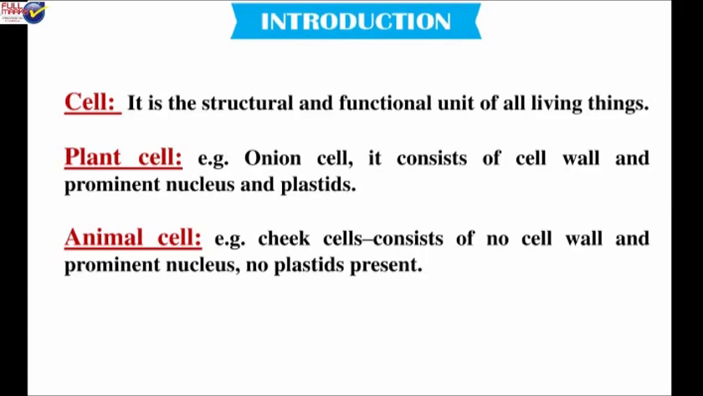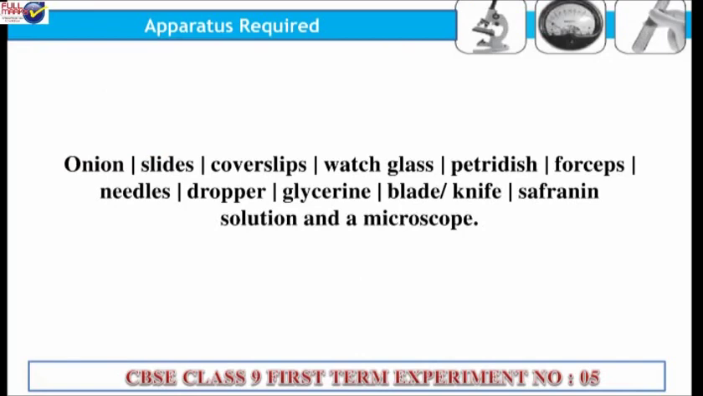Animal cell, example, cheek cells. It consists of no cell wall and a prominent nucleus, and no plastids are present. Apparatus required: onion, slides, cover slips, watch glass, petri dish, forceps, needles, droppers, glycerin, blade or knife, saffron in solution, and a microscope.